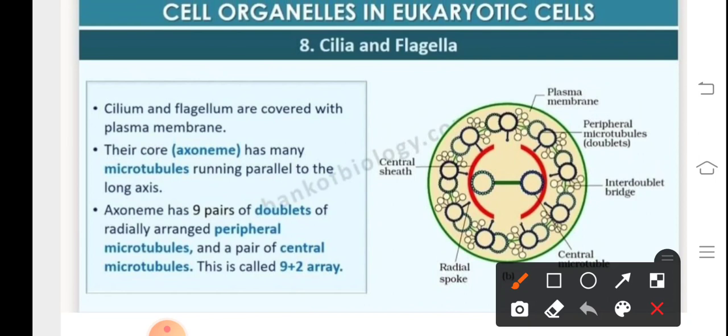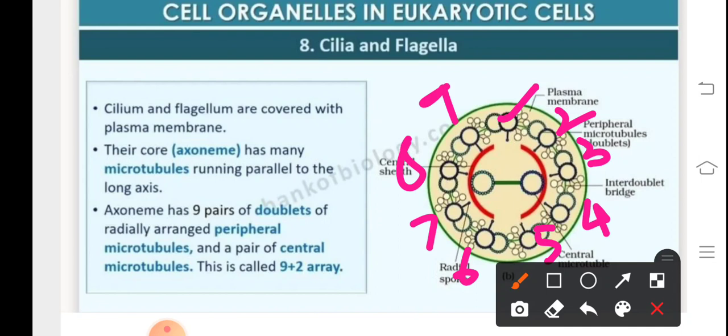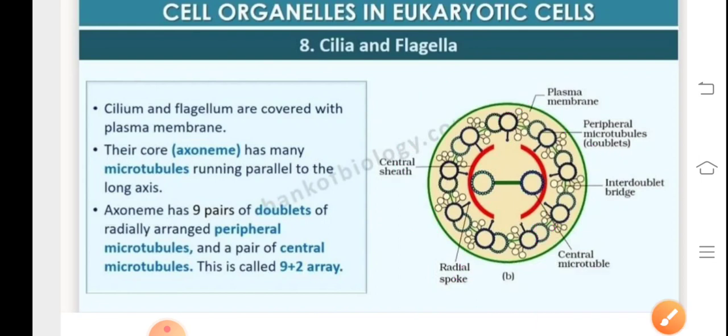That's the central core. The axoneme comprises 9 peripheral doublets, we can see over here, and 2 central singlet fibrils. So there are 9 doublets, 1, 2, 3, 4, 5, 6, 7, 8, 9, which are present on the outer ring and therefore referred to as 9 peripheral doublets. And this arrangement of microtubular fibrils is referred to as the 9+2 arrangement.